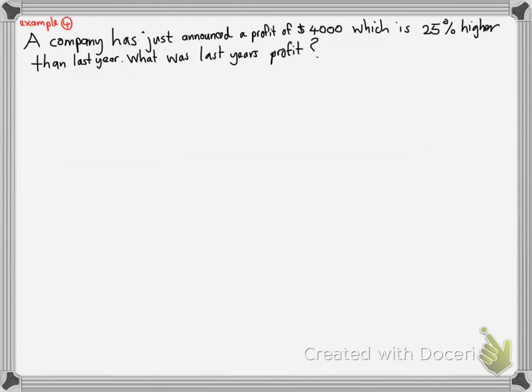In this example, we have a company has just announced a profit of $4,000, which is 25% higher than last year. What was last year's profit? Okay, we know that the profit has gone up by 25%. So if it's gone up from its original price, and we call the original price 100%, that means we need to write 1.25 as the multiplier. Last year times 1.25 will give us this year's price of 4,000.